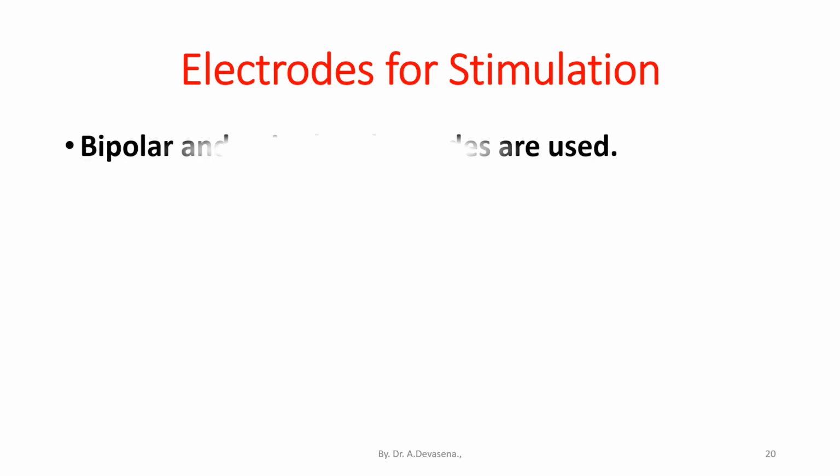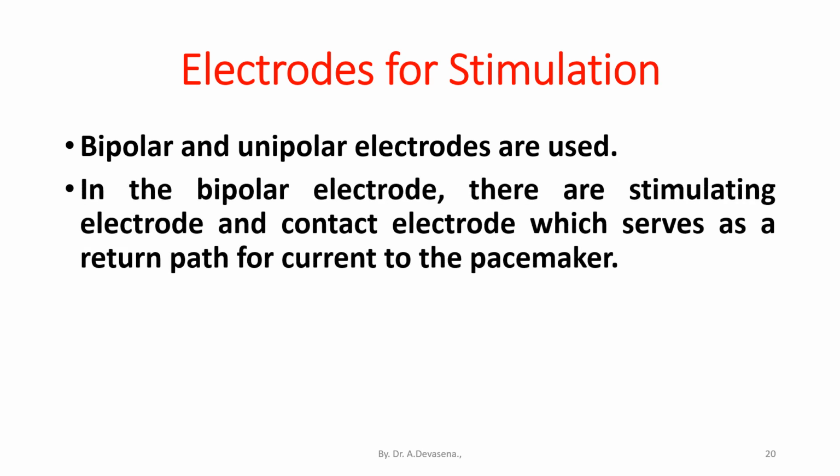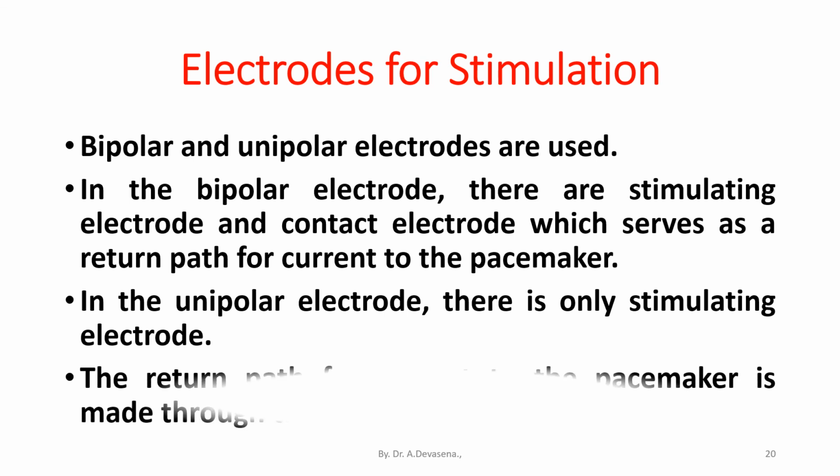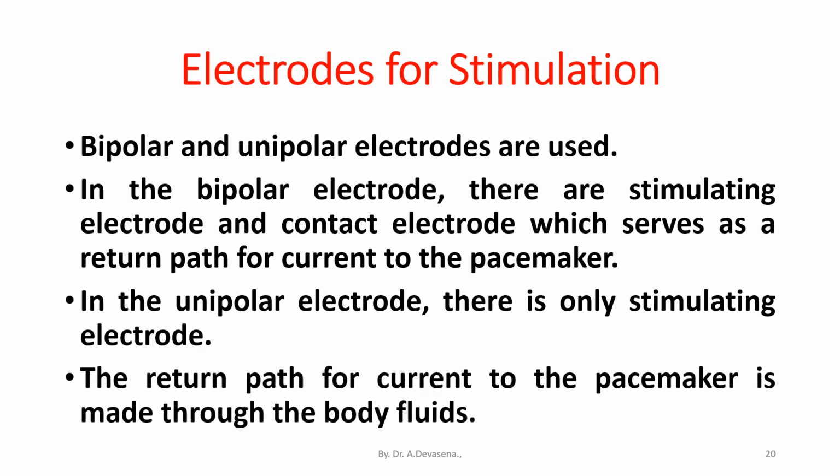Electrodes for stimulation. Bipolar and unipolar electrodes are used for stimulating the heart. In the bipolar electrode, there are a stimulating electrode and a contact electrode, which serves as a return path for current to the pacemaker. In the unipolar electrode, there is only a stimulating electrode. The return path for current to the pacemaker is made through the body fluids in the unipolar electrode.